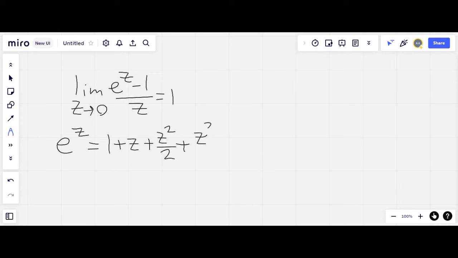And in general, e^z is equal to this series, where each term of the series is a power of z divided by that number factorial. So this is z^2 over 2 factorial. This is z^3 over 3 factorial, and then so on. And notice that on the right-hand side here, we have a 1. And so we can subtract that 1 to the other side. So this actually gives us e^z - 1 as a series.